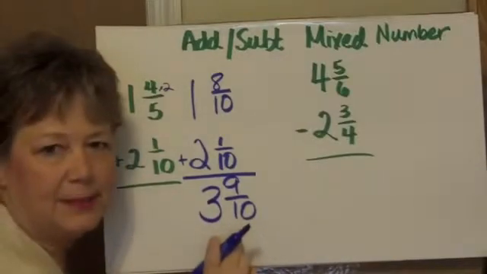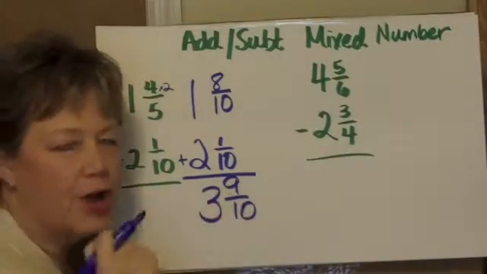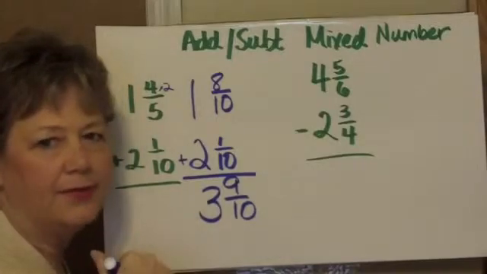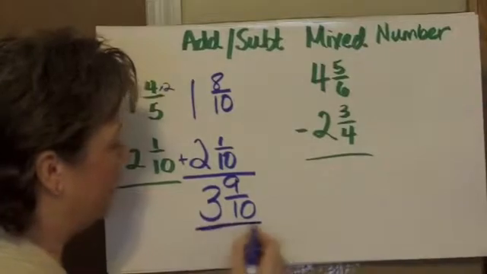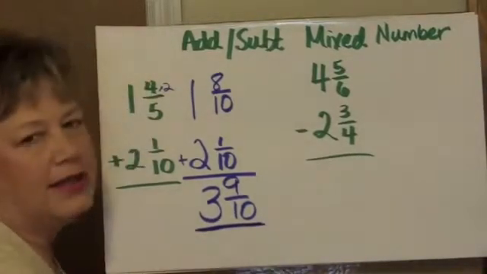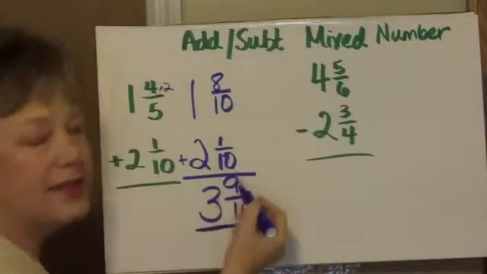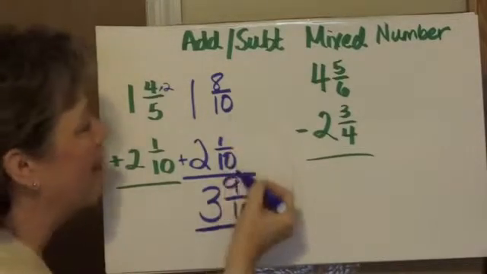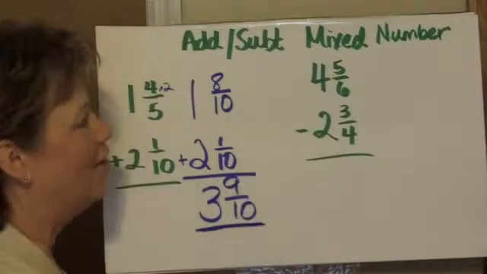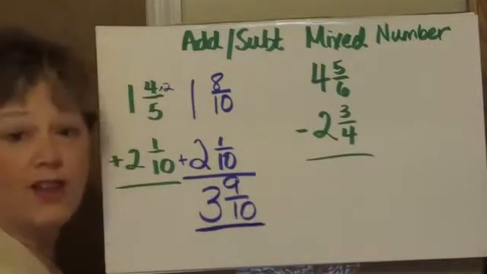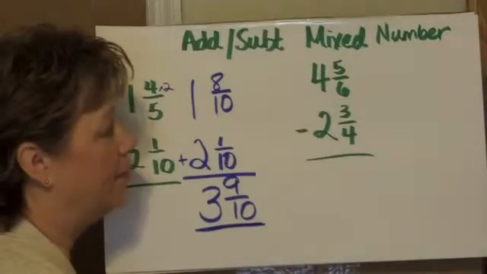Can 9 tenths be simplified? Do they have a factor common to them that I can simplify it? No. So this is my final answer. There is no need to simplify. So I have found my least common multiple, a common denominator, and I have solved that one. We do the very same thing when we're subtracting a mixed number.